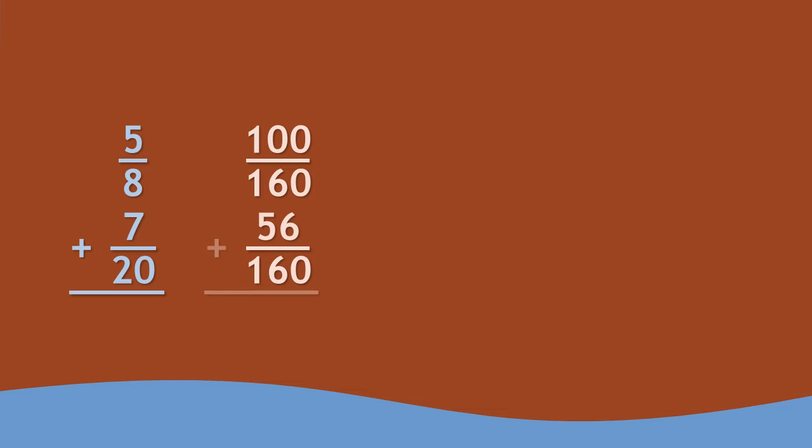Good job. Okay, so you should have multiplied 20 times 8, and that should have given you the common denominator of 160. So 5 times 20 gives you 100. And then 7 times 8 gives you 56. So when you do that addition equation, you should have 156 over 160. You definitely needed to reduce that. And so after reducing, you should have 39 over 40.